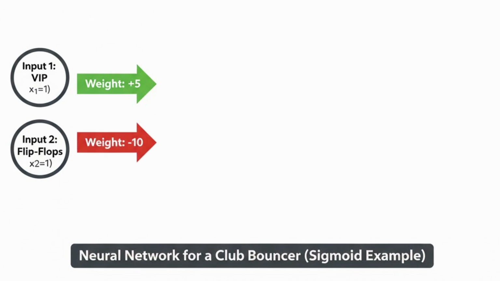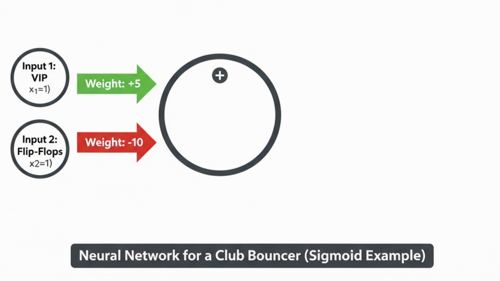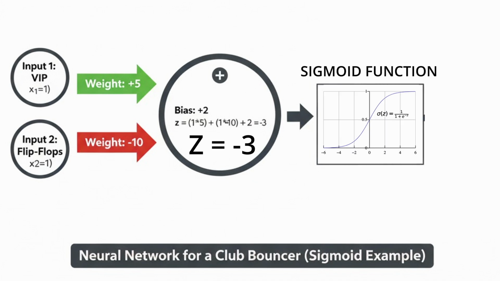Step 3. Add in the bias. The club isn't very busy tonight, so he's a bit more lenient. Bias is equal to positive 2. The bouncer now calculates a total raw score represented by Z by adding up all the weighted inputs and the bias. Input 1 times weight 1, input 2 times weight 2. We add the result of these two along with our bias and get our raw score denoted by Z. Step 5. He can't just shout -3 at the person, he has to make a final decision. His rule is the sigmoid activation function, which will squash the score into a probability.